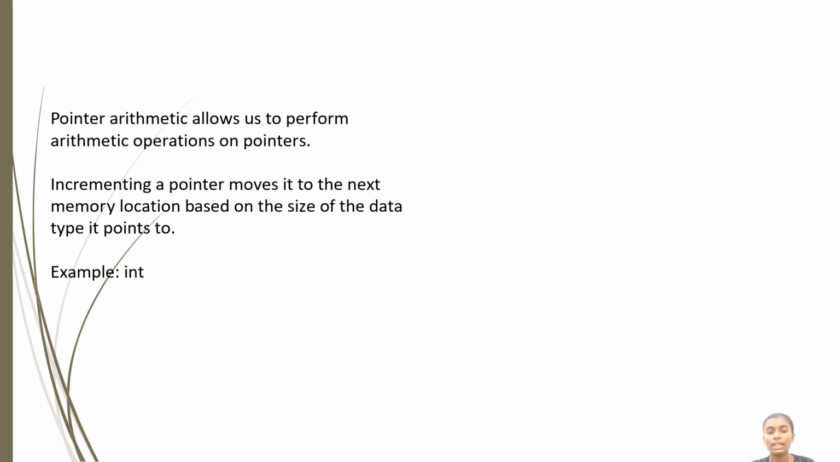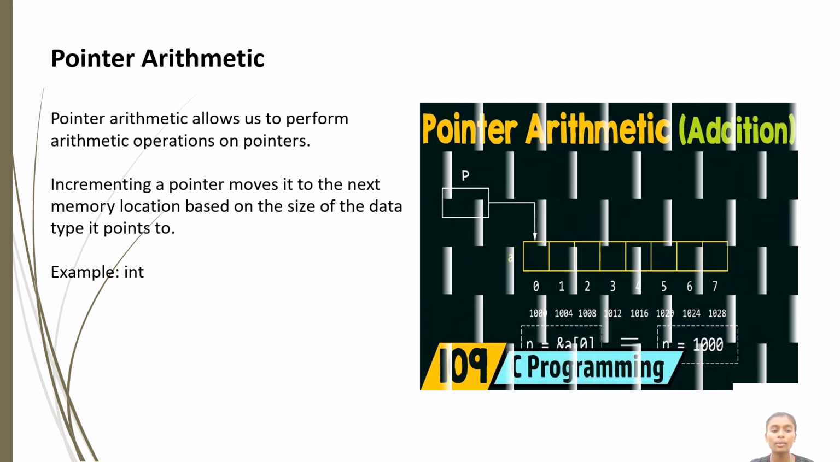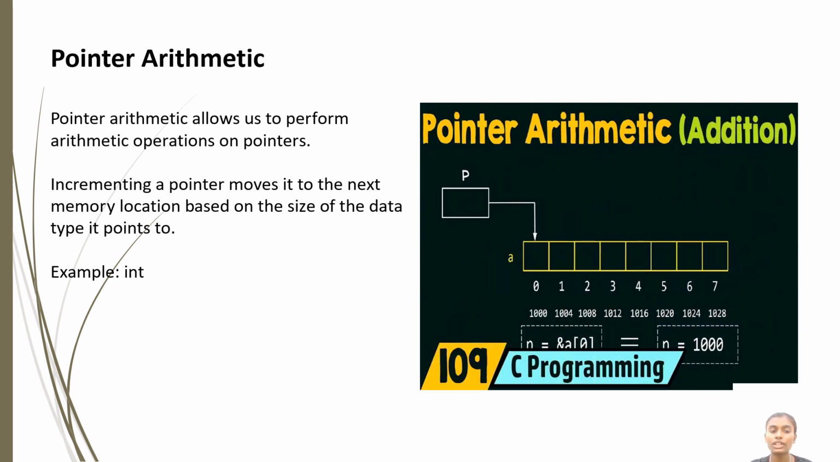What is pointer arithmetic? Pointer arithmetic comprises a limited set of operations that work on memory addresses, not values. These operations include incrementing, decrementing, adding integers, subtracting integers, and comparing pointers. They are crucial for tasks like managing arrays and memory allocation. Pointer arithmetic allows us to perform arithmetic operations on pointers. Incrementing a pointer moves it to the next memory location based on the size of the data type it points to.